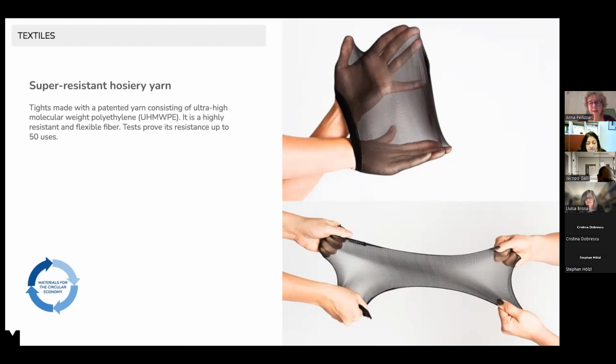Again, this is also an area where it is very difficult to recycle this type of products. So improving durability is an interesting strategy. And this can be done with ultra-high molecular weight polyethylene, which is a very durable and resistant type of yarns.